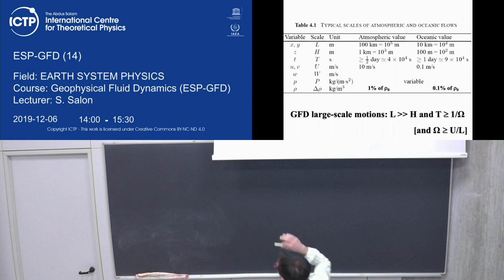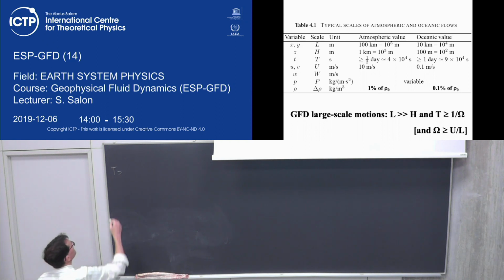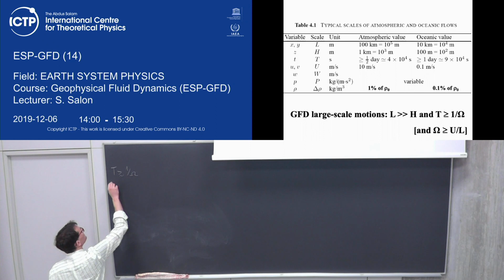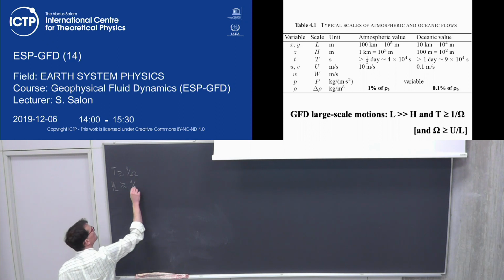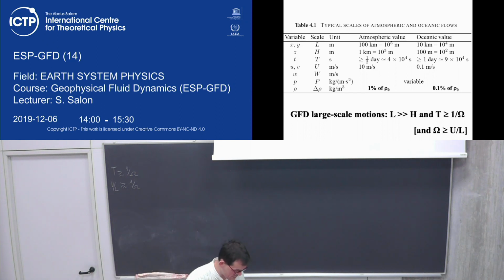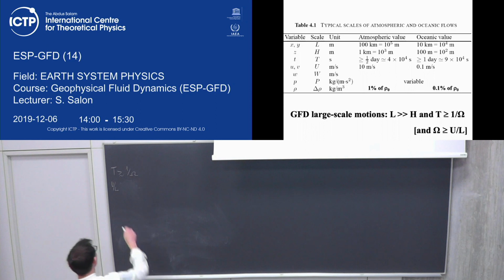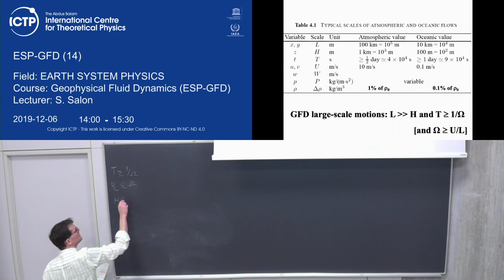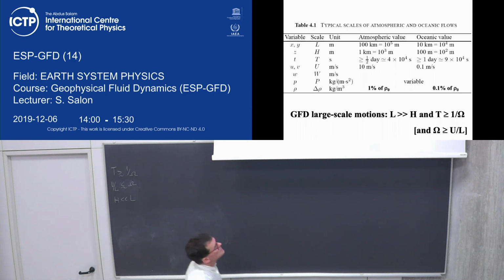So if we take as a reference this table here, we remember that we are interested to study flows which have time scales larger than the rotational time scale, 24 hours, and phenomena which have horizontal scales much larger than the vertical scale.